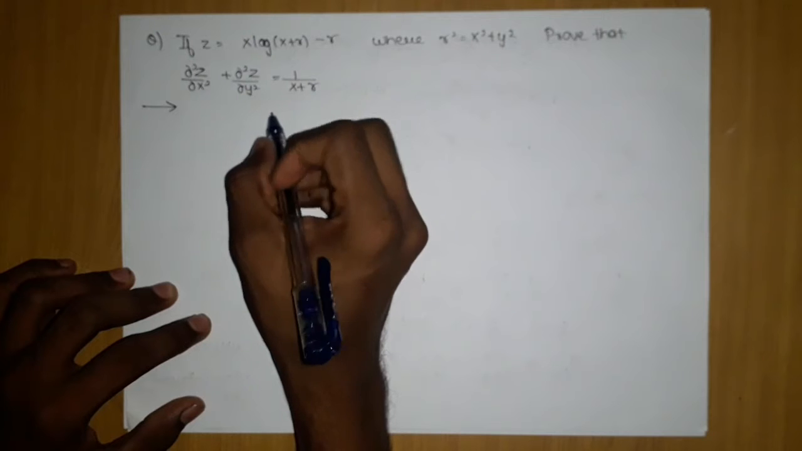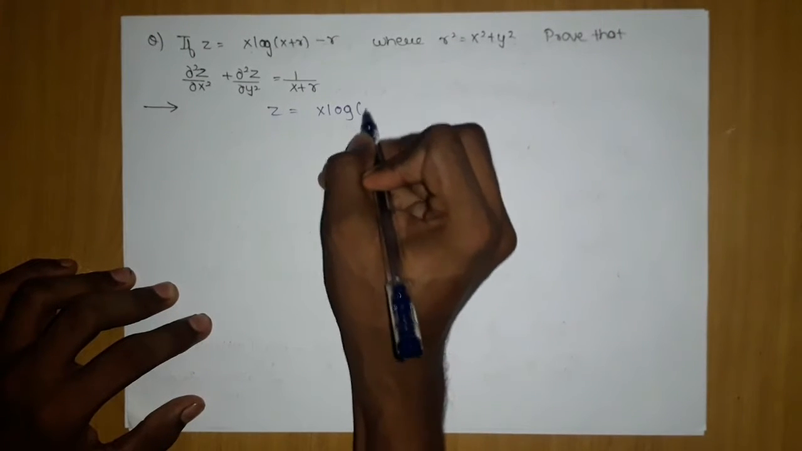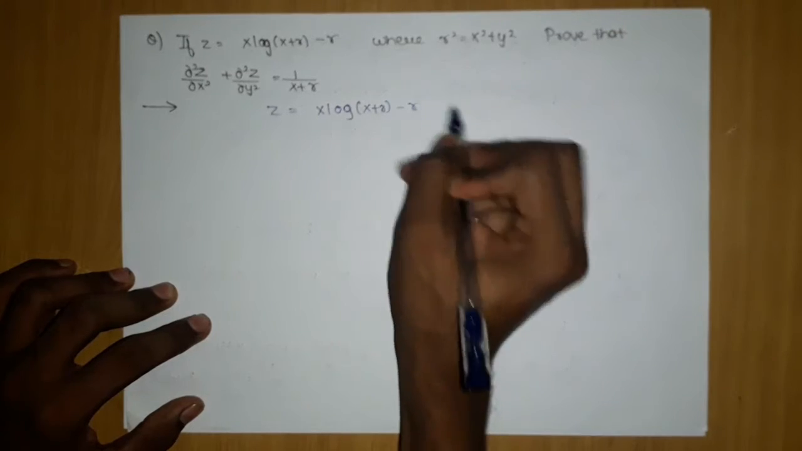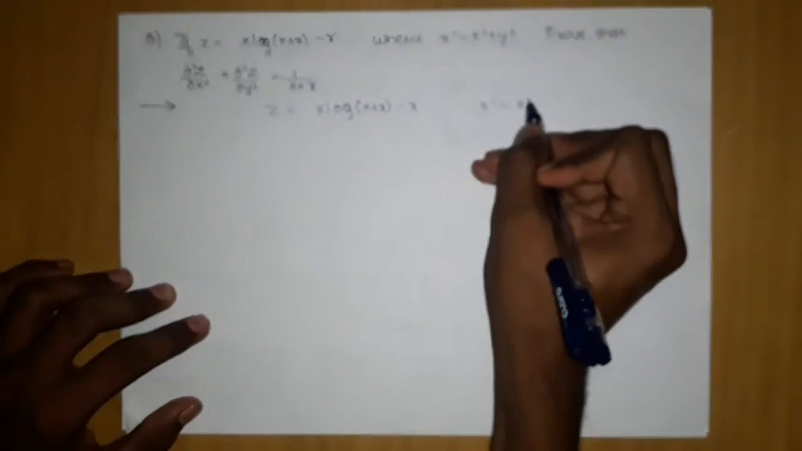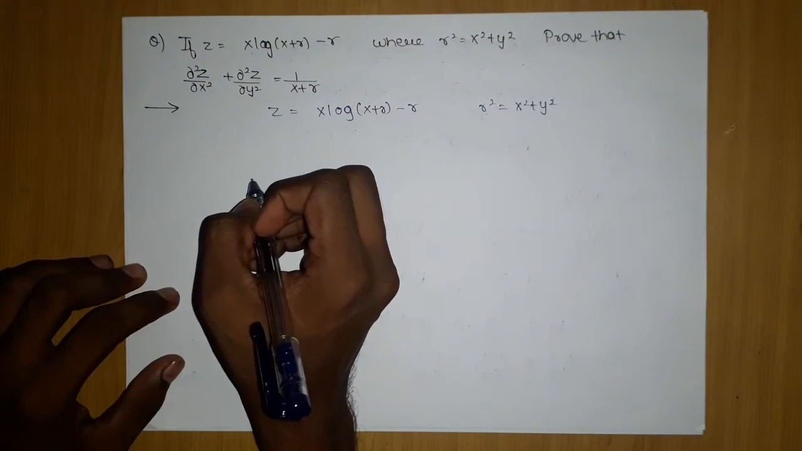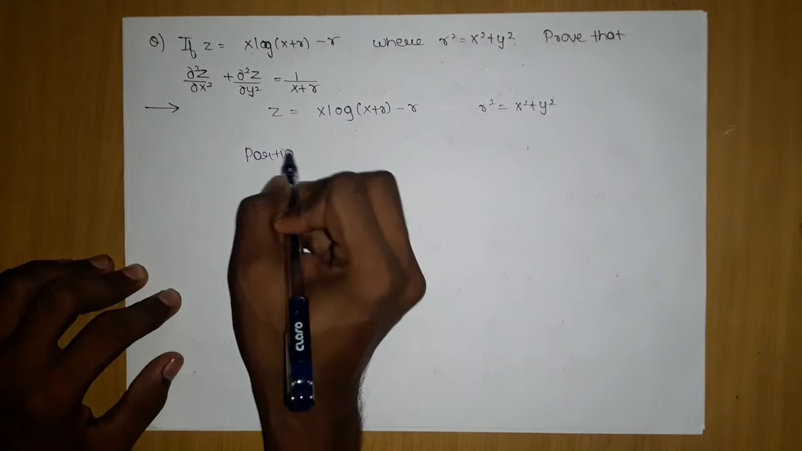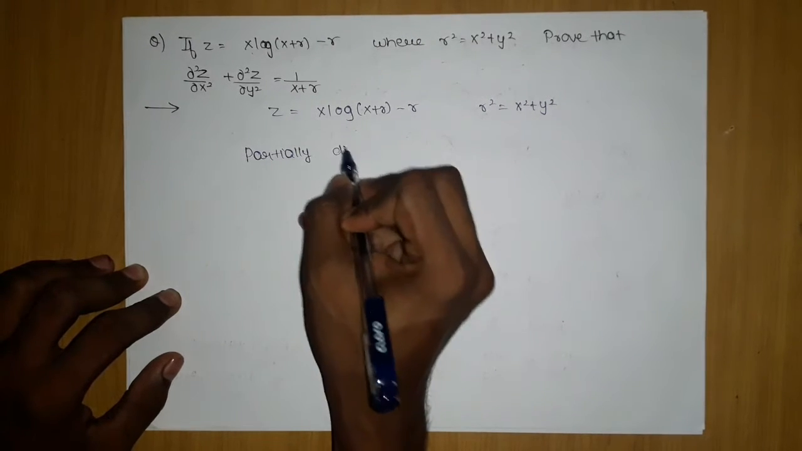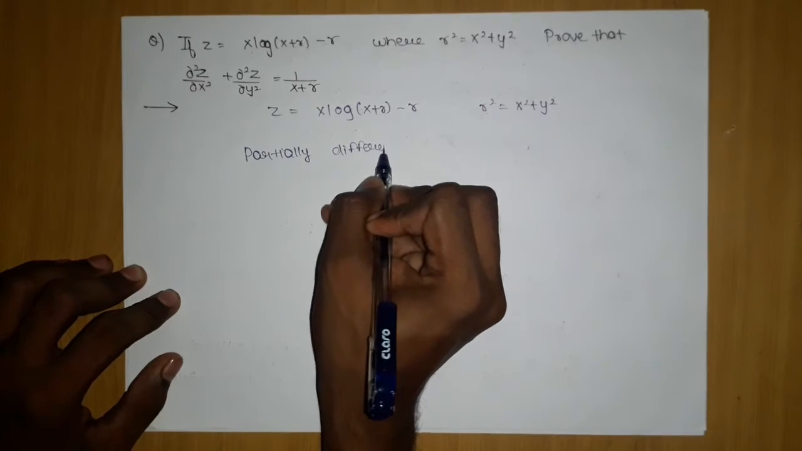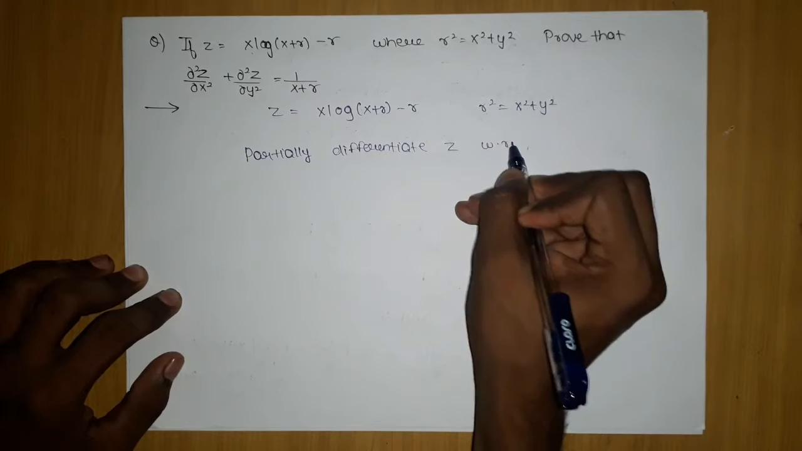Further on, we will write all the given things, which will be z equals x log(x + r) minus r, where r squared equals x squared plus y squared. Now, what we are going to do here is partially differentiate z with respect to x.